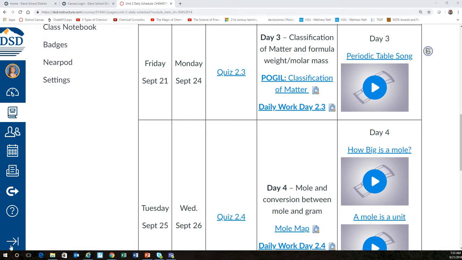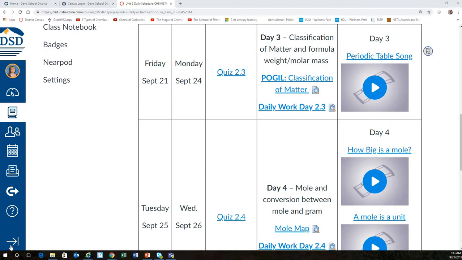All right, so today is Friday, September 21st. We're working on classification of matter. We're working on formula weight and molar mass today. That's going to be in the lecture. And then you're going to do a POGL, which is a group activity on classification of matter.